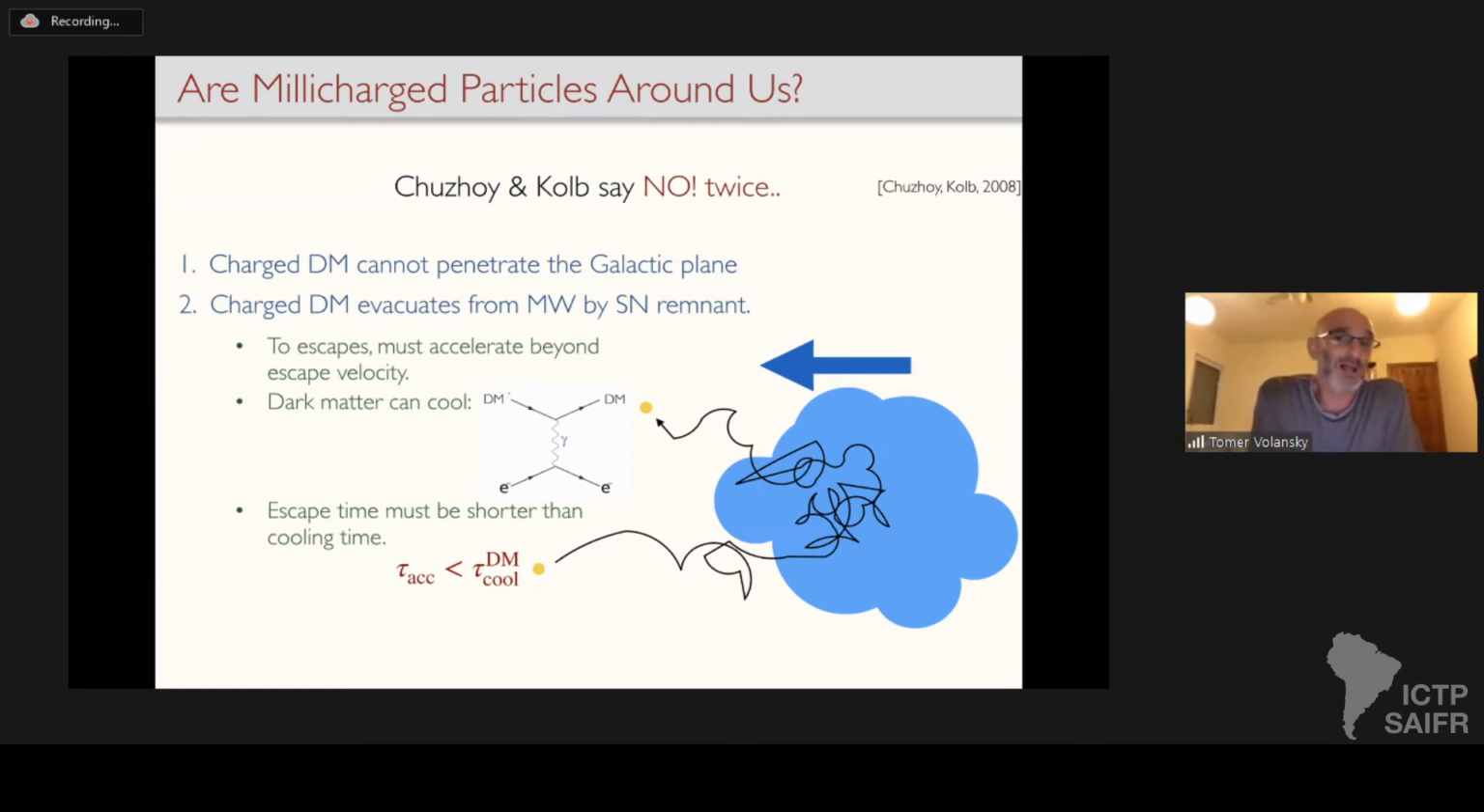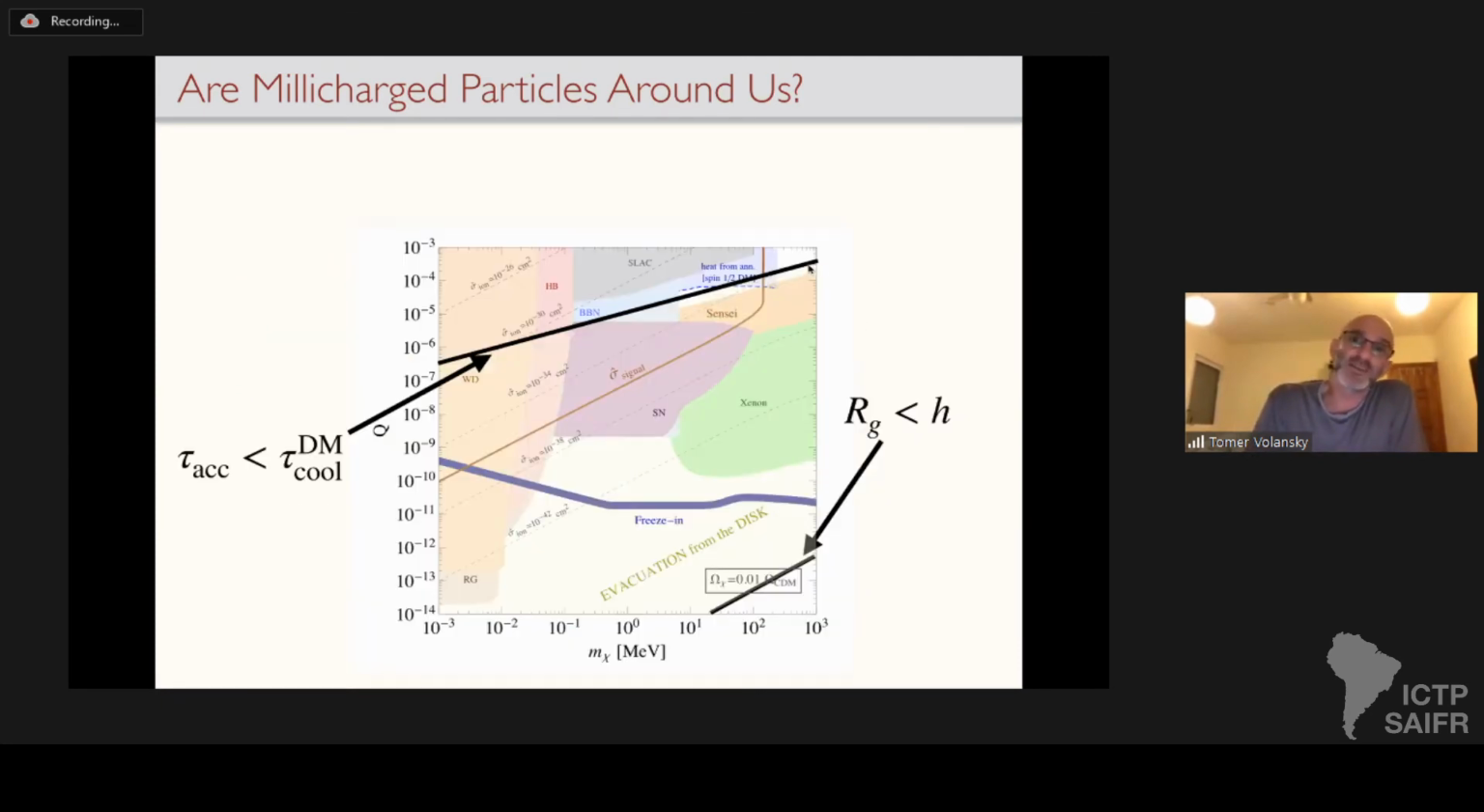Now, we know one particle that hasn't escaped the galaxy, well, these are baryons. So we know that the acceleration time is roughly larger than 10 mega years. So you could plug those in, and what you find is that below this line, everything would be evacuated by the supernova remnants. So according to these guys, this whole region describes a particle which would not be around us.